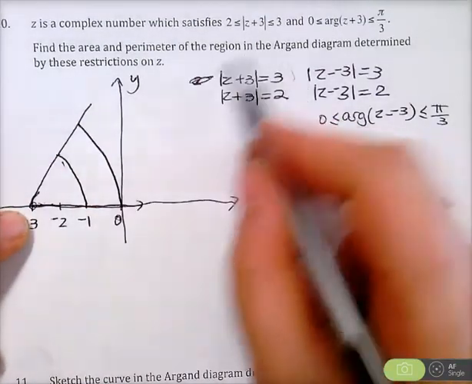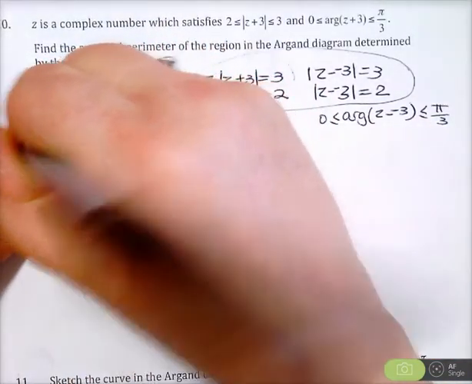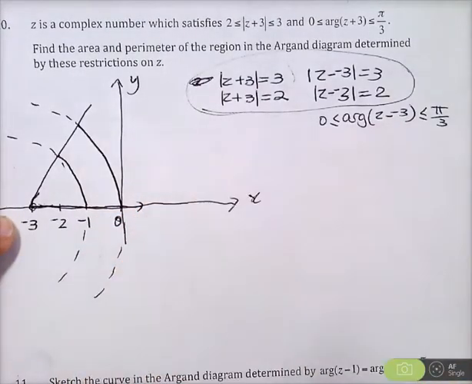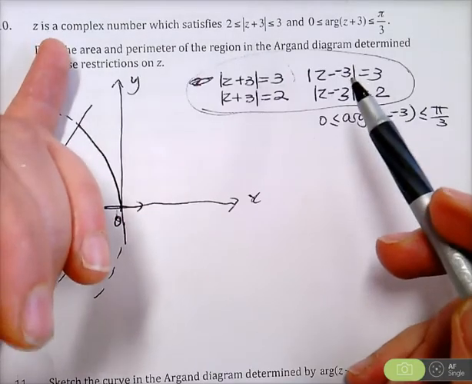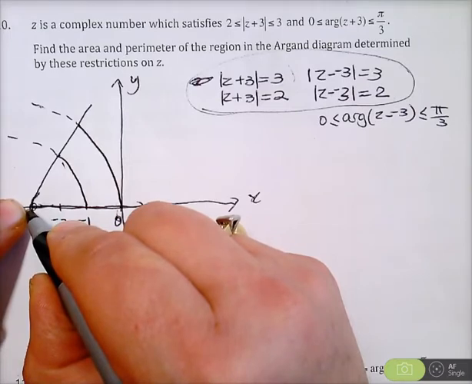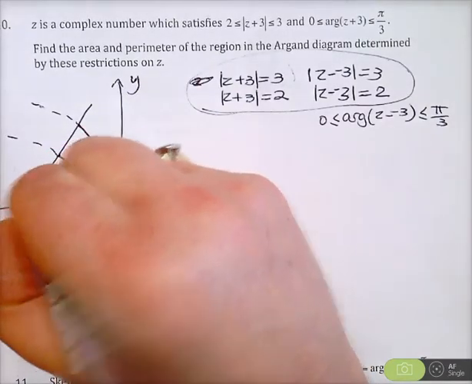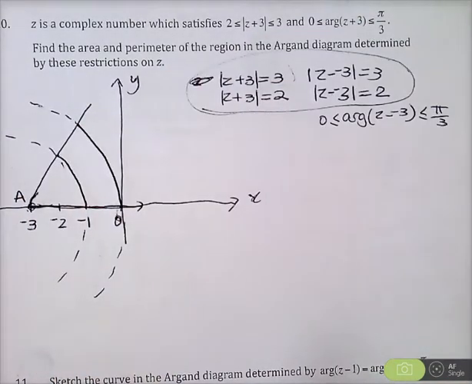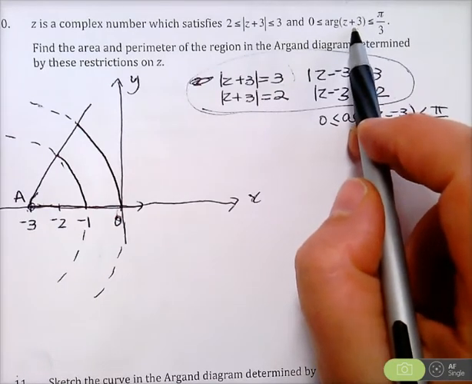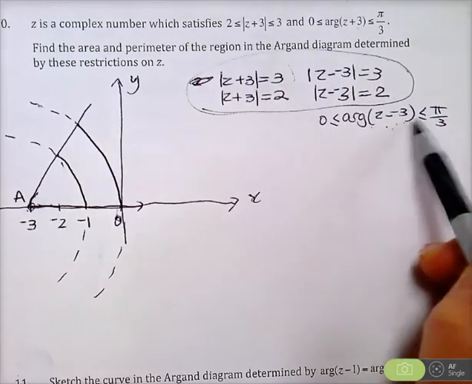So this is an annulus. These two are telling me I've got an annulus. I'm not drawing the whole thing. I can continue them with dotted lines. But the argument is just from 0 to 60 degrees, and it starts from -3. Z is -3 on the x-axis. I'm going to call this point A. Remember, this is the argument from the point -3. So that's what Z plus 3 is, Z minus -3.